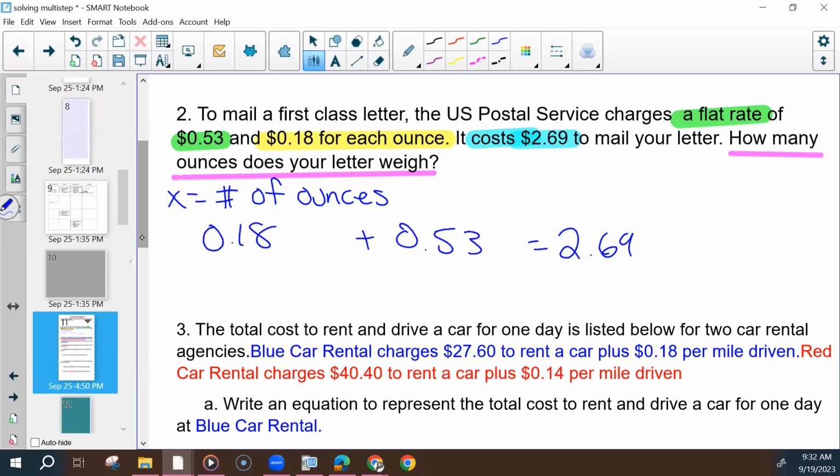And I want to talk about a couple of the words in here that I'm going to picture. Flat rate is you're going to get charged that no matter what. So even if your letter doesn't weigh anything at all, you're still going to get charged 52 cents, which is how the postal service works. But then for every ounce, you're going to get charged each. So if you see words like for each or the word per, those are going to go together. Whatever this is going to go with your variable. So your X is going to go with each.